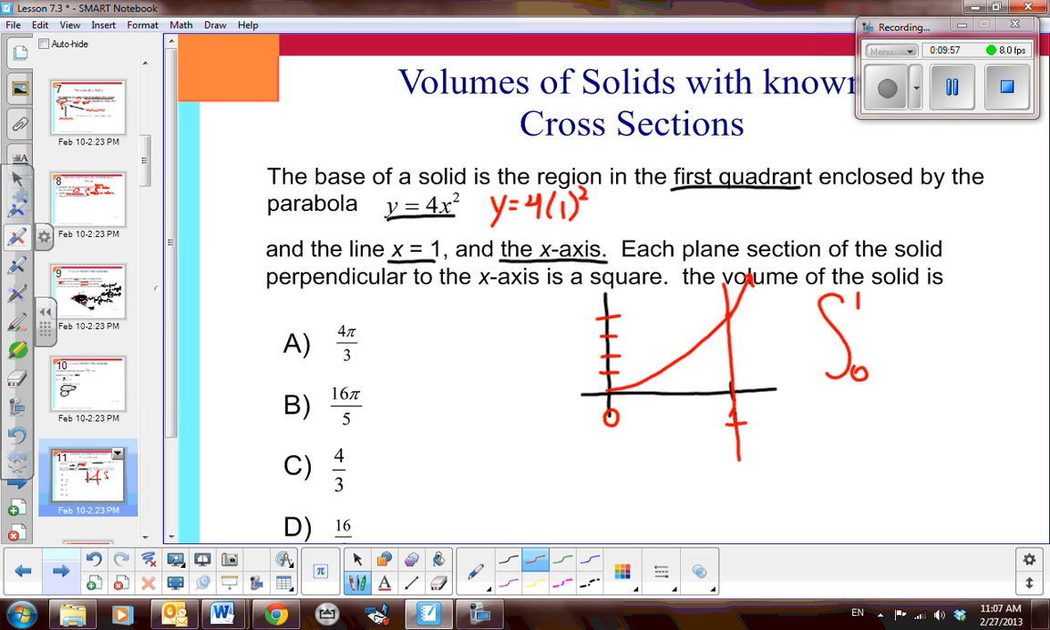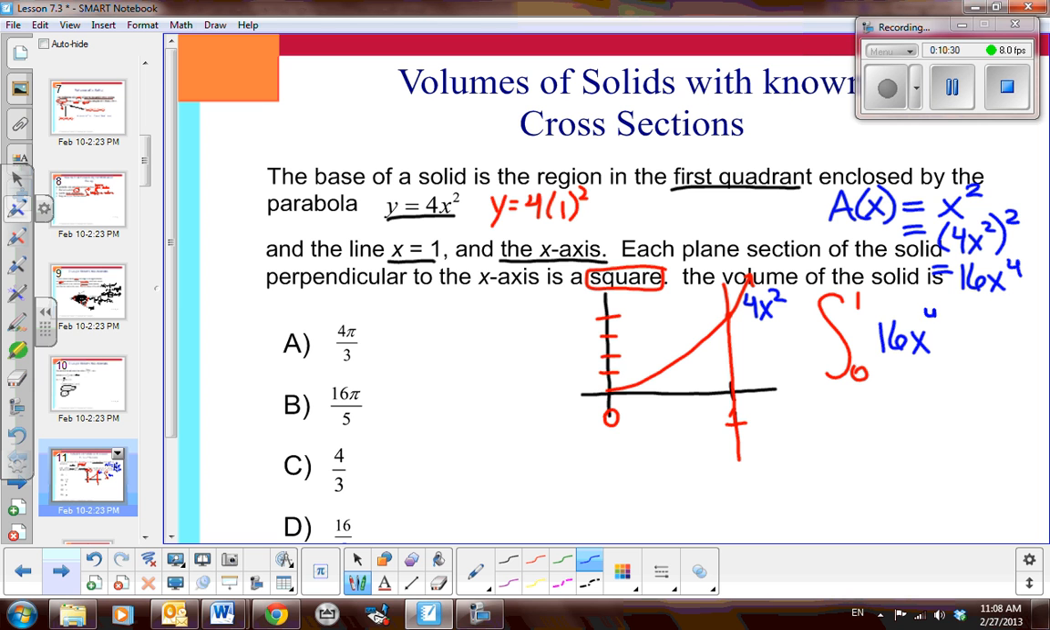Now the shape that we're using, what are we building? We are going to be building each plane section of the solid perpendicular to the x-axis is a square. Good to know. Okay, so the area is a square. So we know the area formula of a square is just its base squared, okay? So for this example, it would be the function 4x squared, squared. So it's 4x squared squared, which would be 16x to the 4th, okay? And so we're going from 0 to 1 of 16x to the 4th dx.